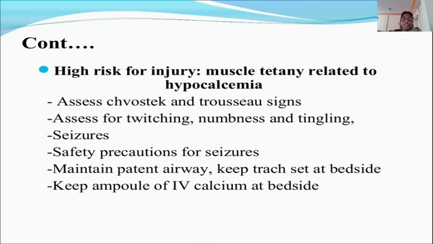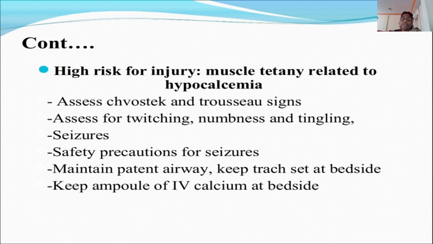Okay, this point is already there. Maintaining a patent airway is very very important. If the airway is blocked, we cannot maintain patency. What is the problem? The blockage of the airway may cause respiratory distress and collection of secretions in the lungs. Then lack of oxygen supply, saturation levels become very low, and the patient's death may occur. Maintenance of a patent airway is very very important.